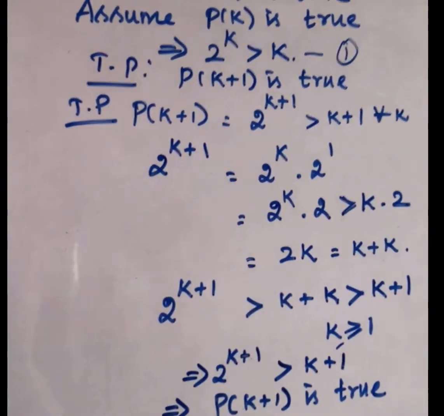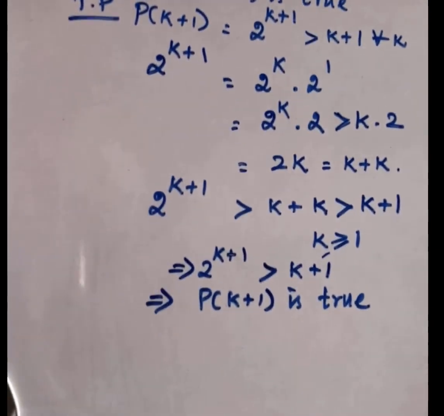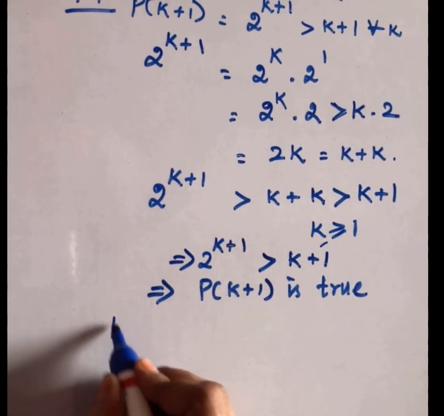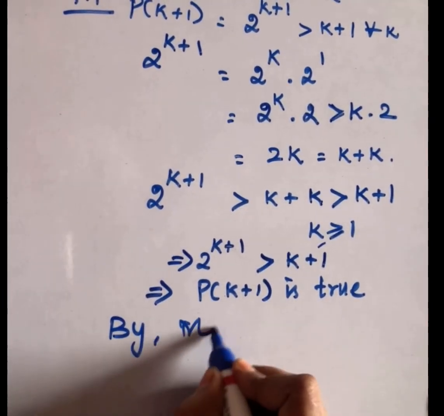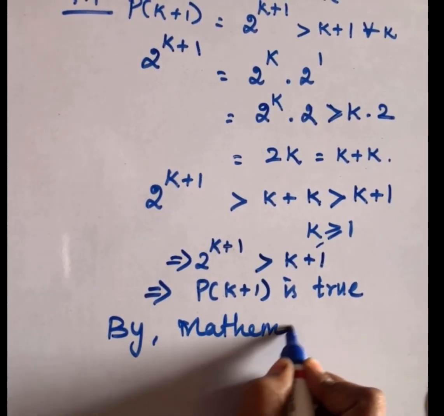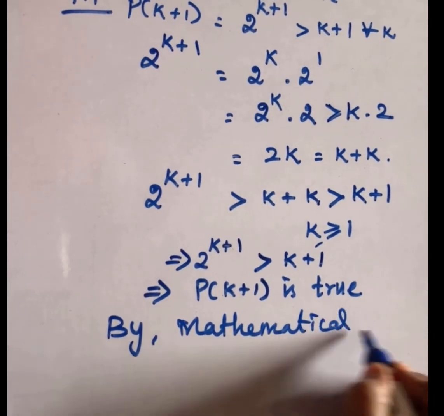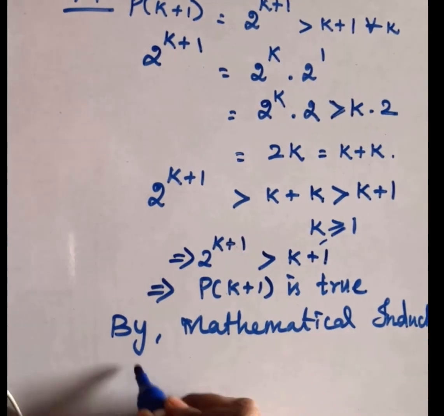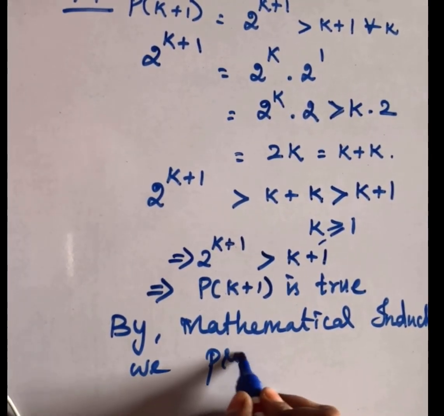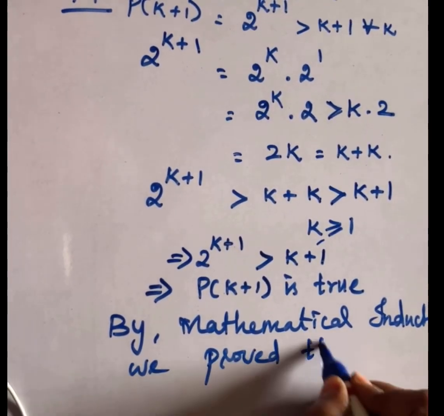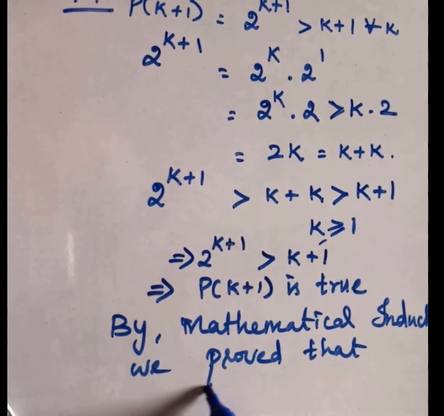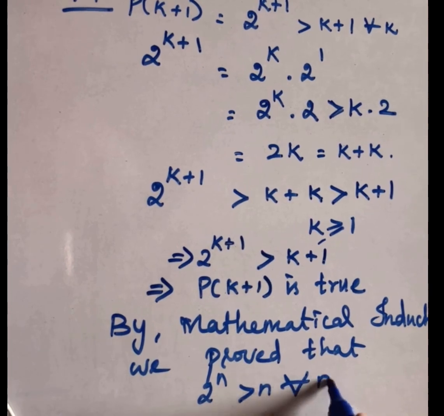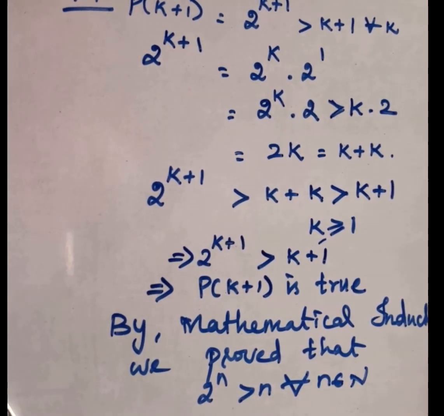So by mathematical induction, or by principle of mathematical induction, we have proved that 2 power n is greater than n for all n belongs to N. This is the notation for all.